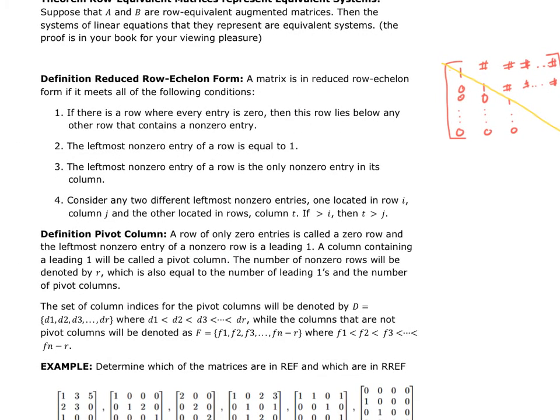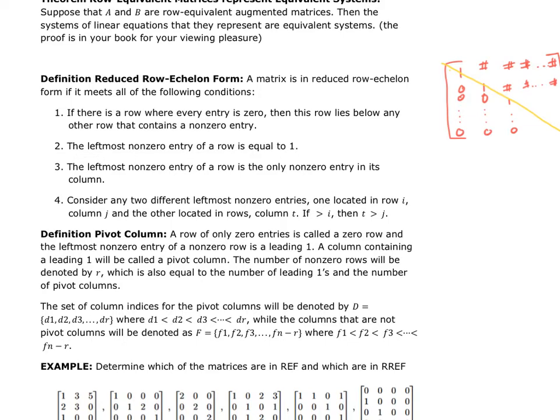Number 3, the leftmost non-zero entry of a row is the only non-zero entry in its column. And what that means is that I'm not going to have a number above and below. So unlike over here when I'm in the row echelon form, where I was able to have a 1 here and a number above it, number 3 says that if I'm in an entry where I have a 1, I better not have anything above it or below it but zeros. That's what number 3 is saying.